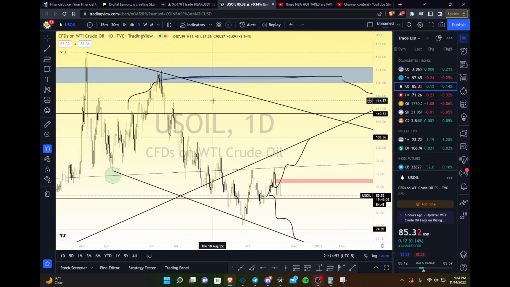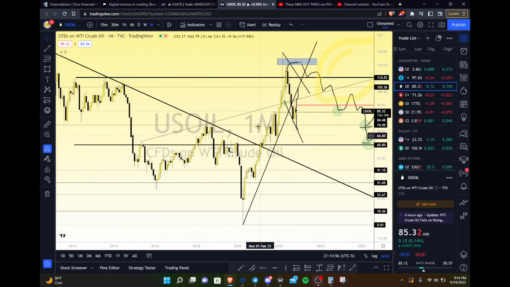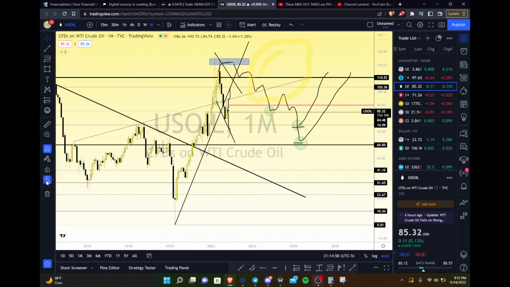If you look at it on a weekly, monthly chart, this is bullish, right? So sorry for all the doodling. Let me see if I can hide some of this. Hold on one second.